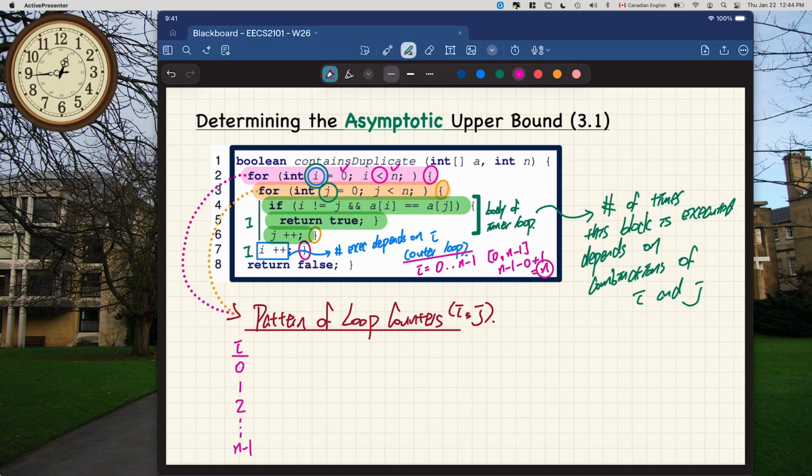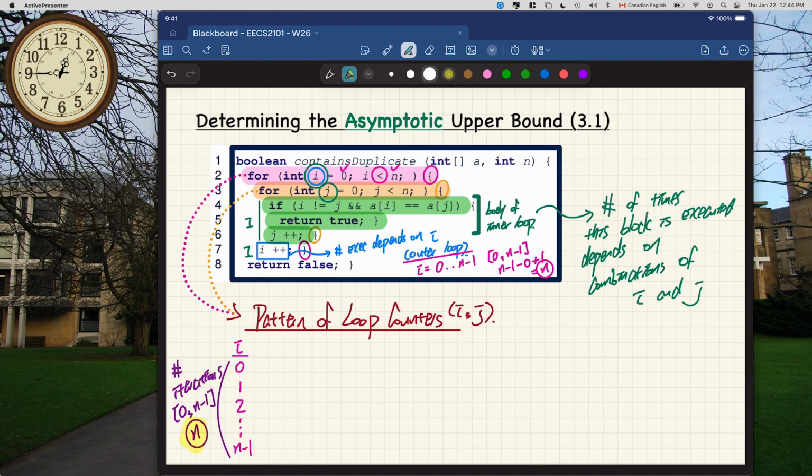And we can see right away that the number of iterations for the outer loop will be 0 to n minus 1, which is just n. That's something we calculated. That's the first dimension. For every value of i, there will be a range of values for j as well, in an inner loop.